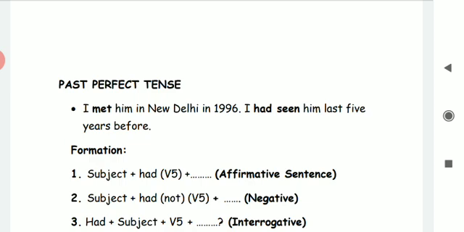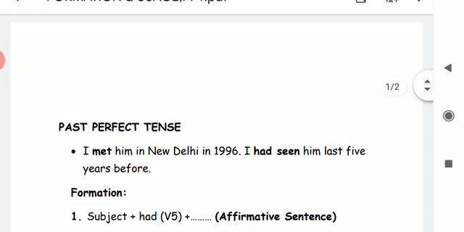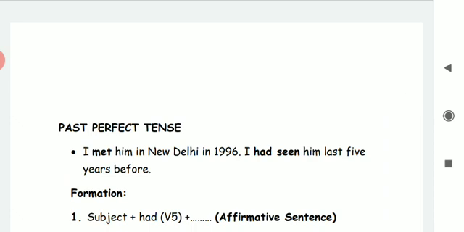Let us try to understand past perfect tense today. So far we have learned present tense, then past simple, past continuous, and today past perfect tense. Now, see the first sentence displayed on your screen: I met him in New Delhi in 1996. I had seen him last 5 years before.